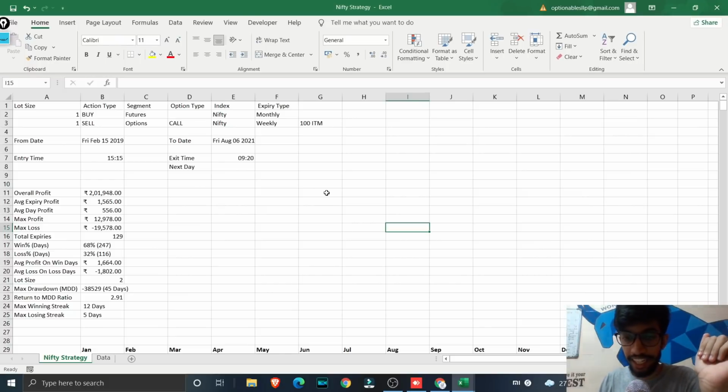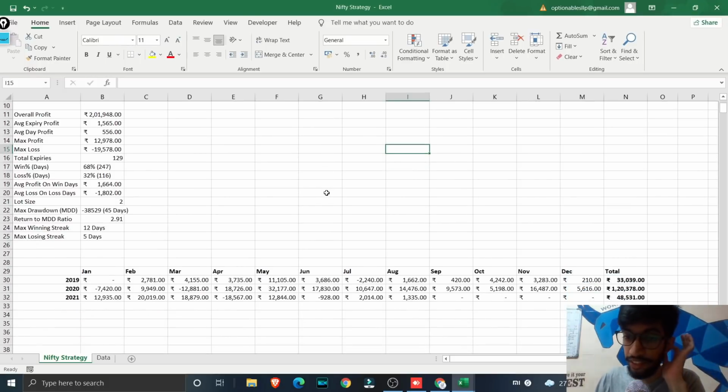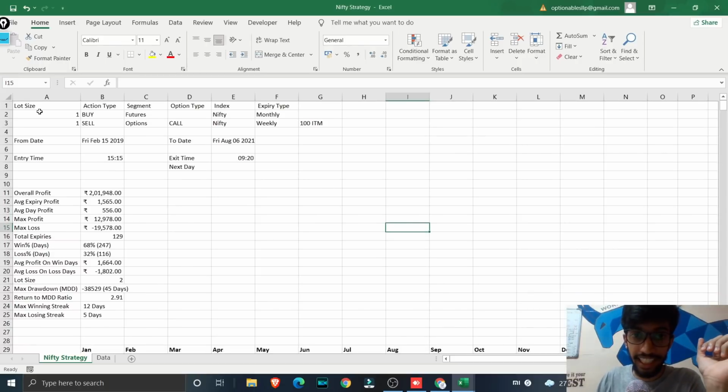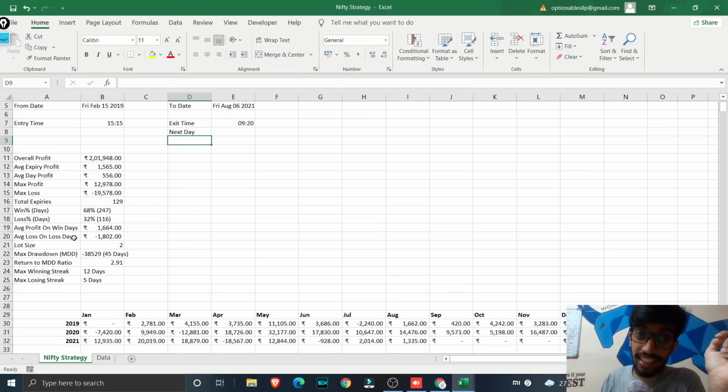So you can see that I have opened this Excel sheet, which I'll be attaching in the description below. So you can see the strategy. I am buying one lot Nifty future, and that is the monthly future obviously, and I am selling one lot Nifty call option, which is 100 points in the money. So this is the strategy I am using. I am entering at 15:15 the previous day or today, and I am exiting the same thing at 9:20 a.m. tomorrow, the next day.